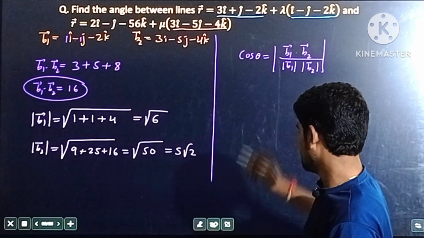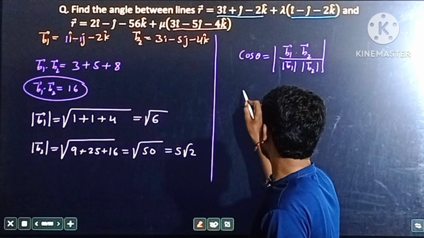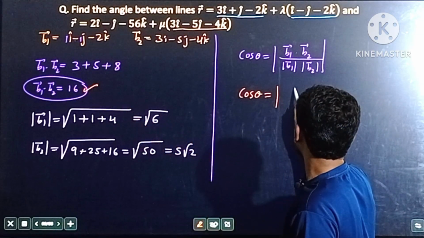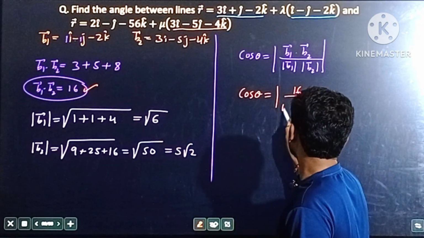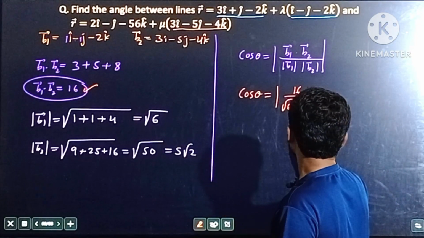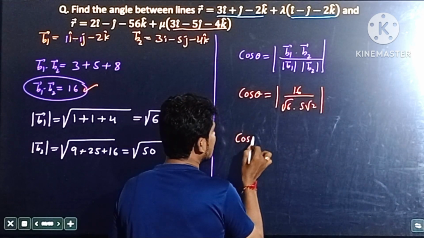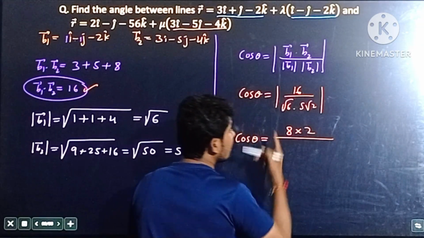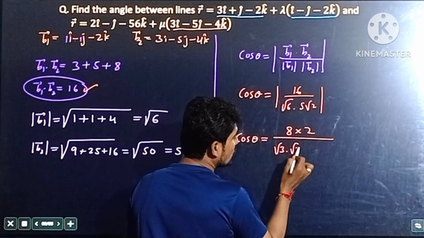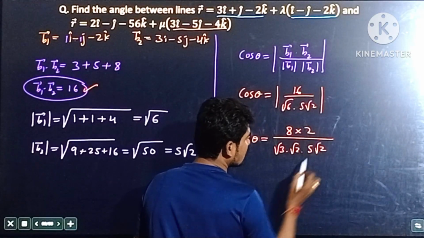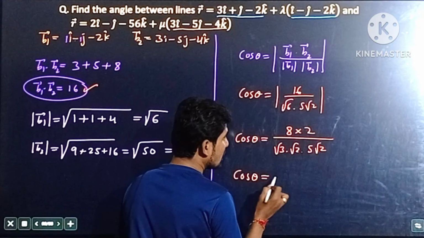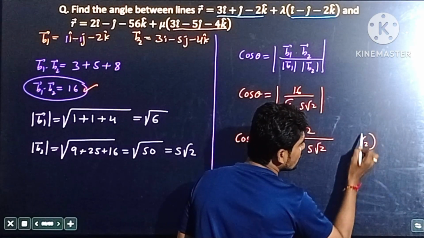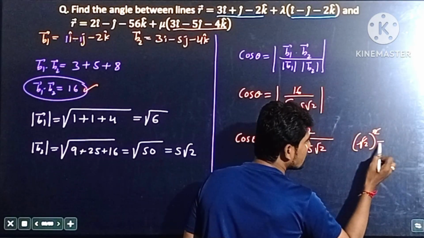Just substitute these three values in the formula. So cos theta is equal to modulus of b1 vector dot b2 vector, which is 16, divided by magnitude of b1 vector, which is root 6, into magnitude of b2 vector, which is 5 root 2. Therefore cos theta is equal to 16, which can be written as 8 into 2, divided by root 6, which can be written as root 3 into root 2, into 5 root 2. In the denominator we have root 2 into root 2, which is root 2 whole squared. Here the square root and square get cancelled, which is equal to 2.